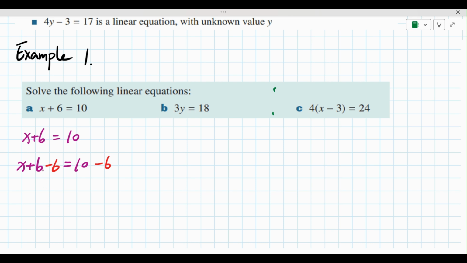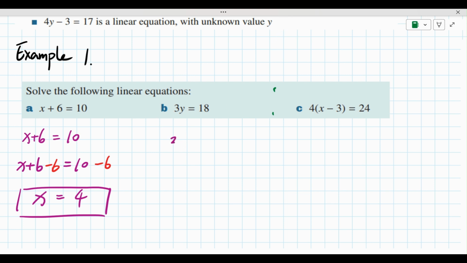Now 6 minus 6 equals 0, which leaves x. And 10 minus 6 equals 4. So we can say, solve function, x equals 4. And we can substitute the 4 back in to check whether the left hand side equals the right hand side. So 4 plus 6, yes, equals 10. So this is how we solve the linear equation.